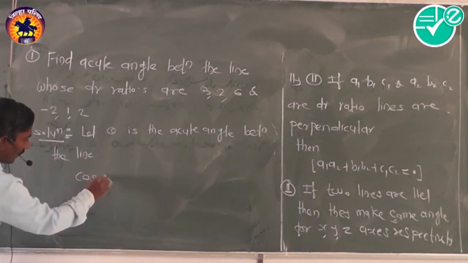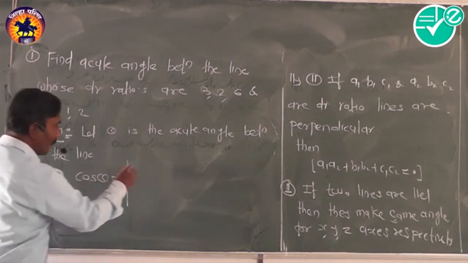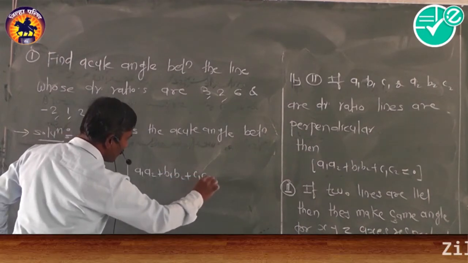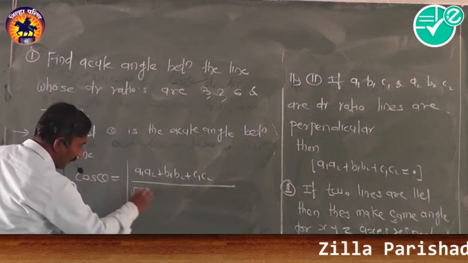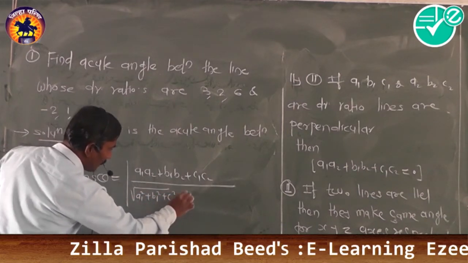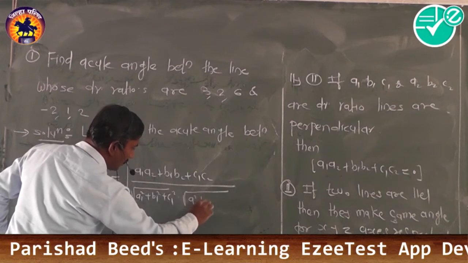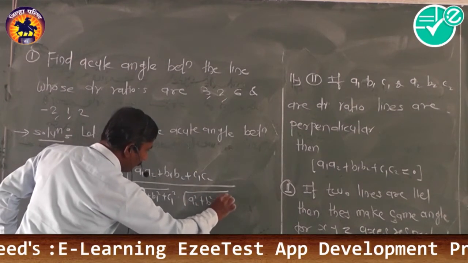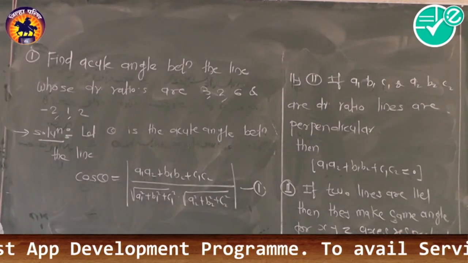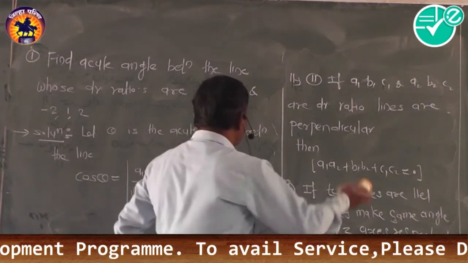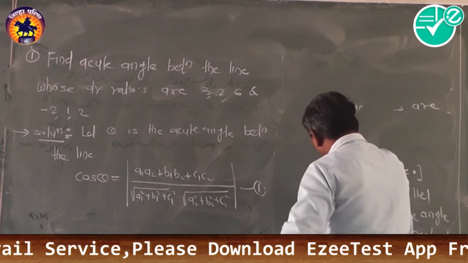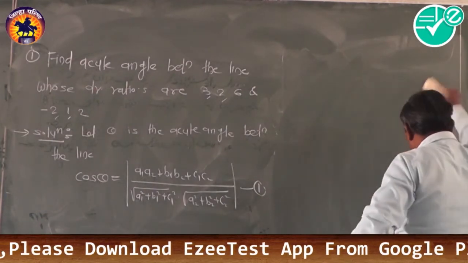Therefore we use the formula here: cos theta is equal to mod of A1 A2 plus B1 B2 plus C1 C2, divided by under root of A1 square plus B1 square plus C1 square, into under root of A2 square plus B2 square plus C2 square. This gives equation number 1. Now we calculate the numerator and denominator first and put their values in equation number 1, and we get the required acute angle between these two lines.